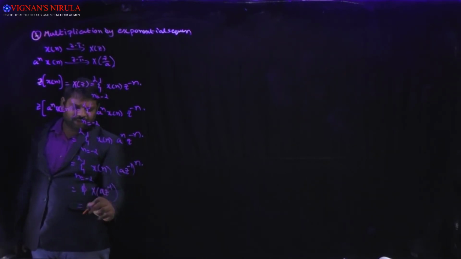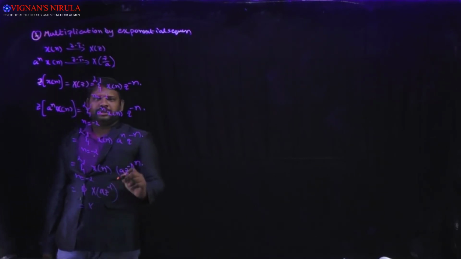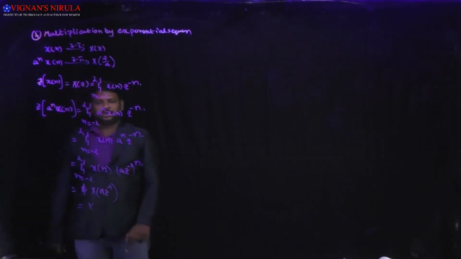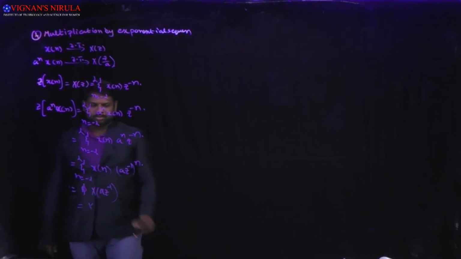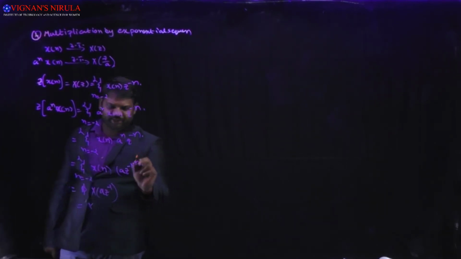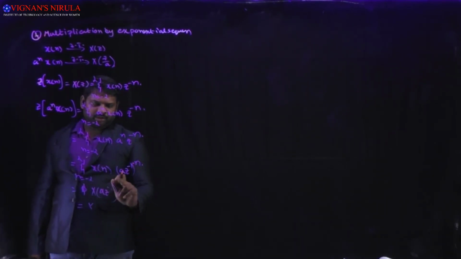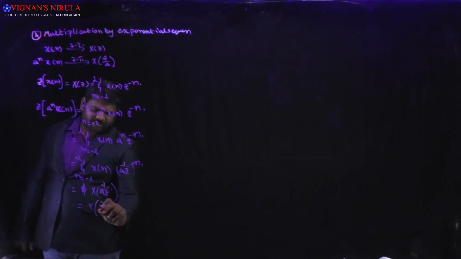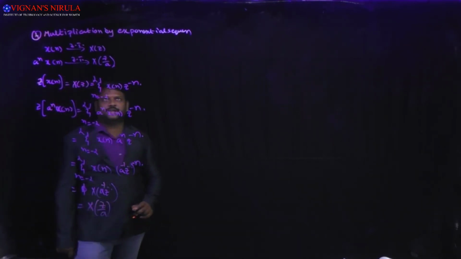That will be given as, we should have the minus 1. That's why here a inverse z, that will be given by z by a. x of z by a is the z transform.